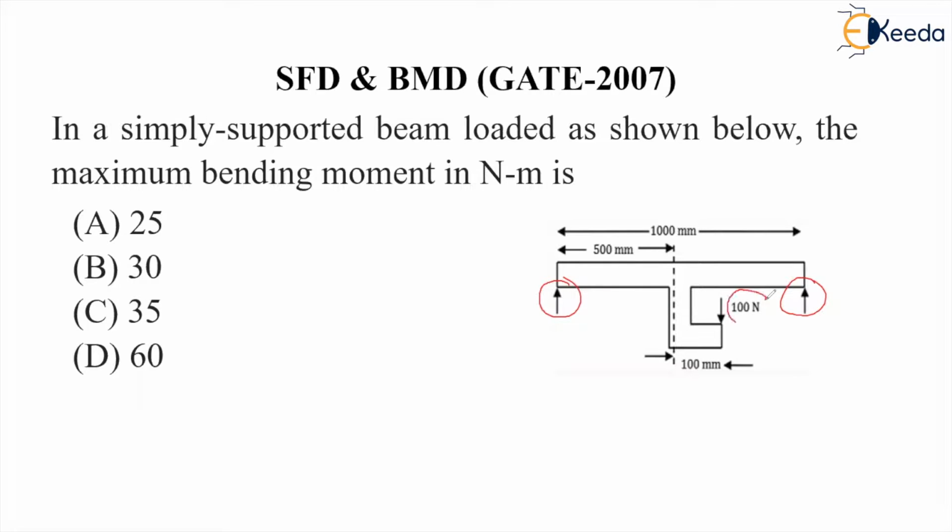You can see here a 100 Newton load is applied in terms of an L-shaped system, and due to this there is a direct force as well as a bending moment, right? And we have to find out the maximum bending moment in this beam. We have to choose the right option out of these four choices. So let us solve this problem.